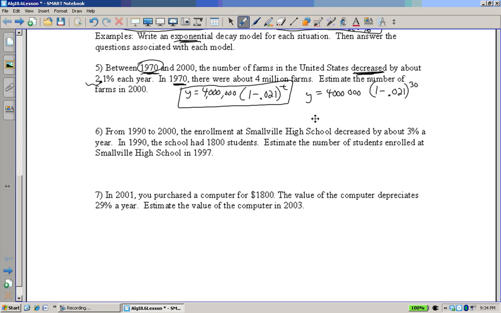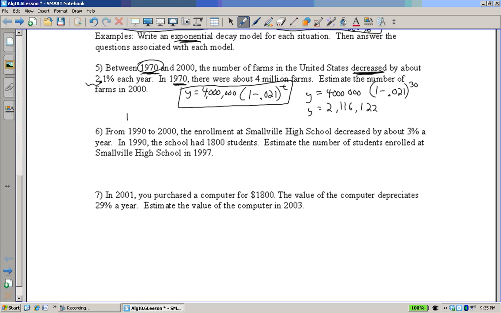All right, and we end up with 2,116,122. Now it's probably not really necessary to round to the nearest tenth of a farm. We'll go to the nearest farm. And here we have it. Now this is just an estimation, but we say about 2.1 million farms.